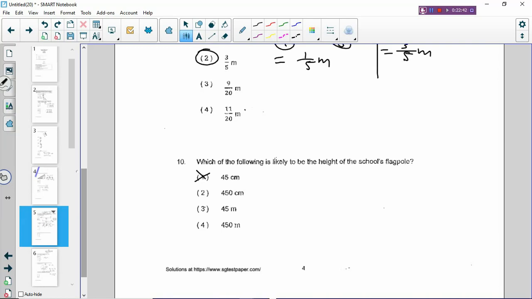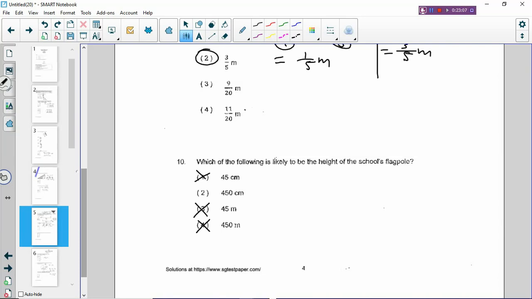Neither can it be 450 meters, because 1 round in the stadium, right? If you run 1 round in the stadium, that is about 400 meters, which is very long, right? So your flagpole cannot be so long. So how about 45 meters? Now 45 meters is the length of a swimming pool. A swimming pool is about 50 meters, which is very long. So your flagpole cannot be so long.